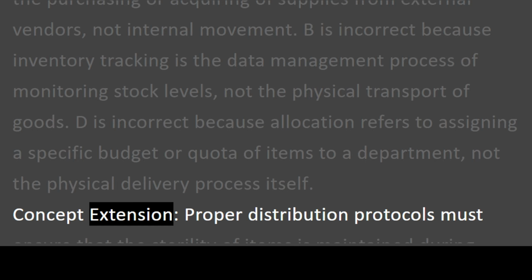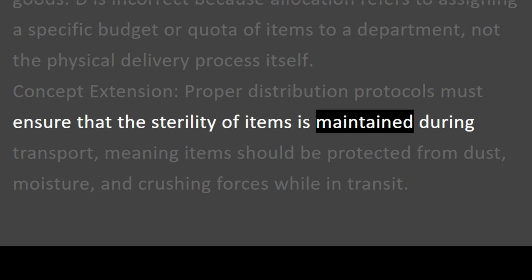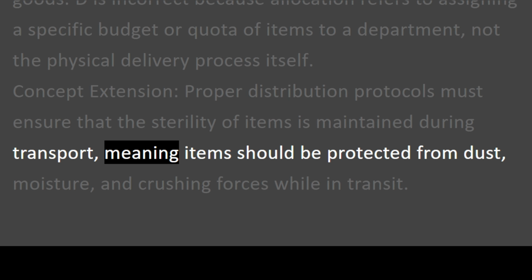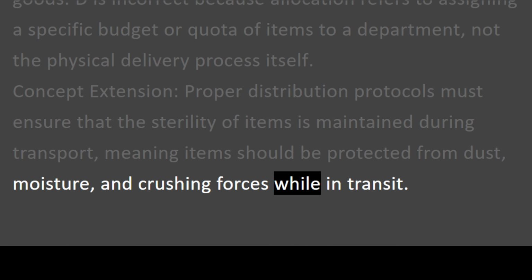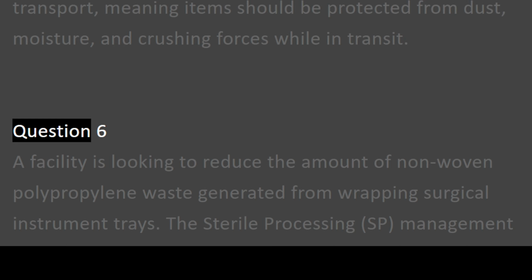Concept extension. Proper distribution protocols must ensure that the sterility of items is maintained during transport, meaning items should be protected from dust, moisture, and crushing forces while in transit. Question 6.